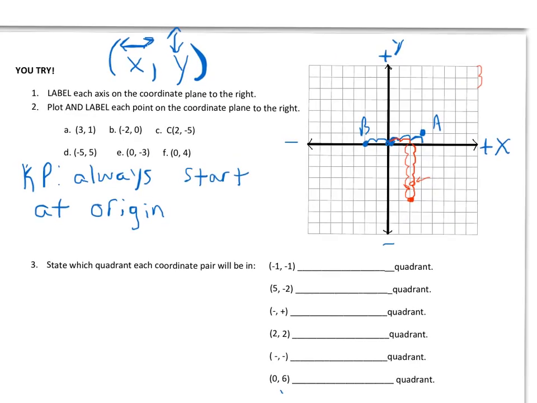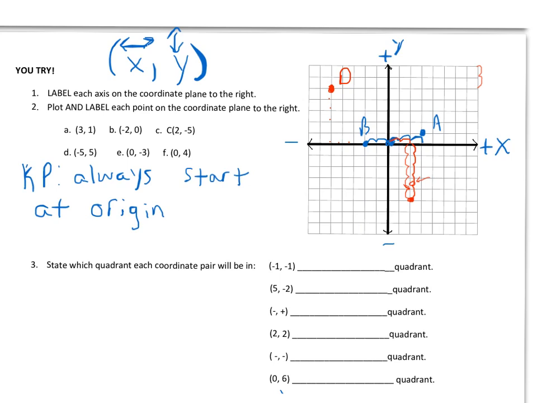All right, point D would be -5, 5. So I'm going to go left 5. So 1, 2, 3, 4, 5. Let me recount. 1, 2, 3, 4, 5. Yep. And then I got to go up 5 because it's a positive y. So I go 1, 2, 3, 4, 5. So there is my point D.